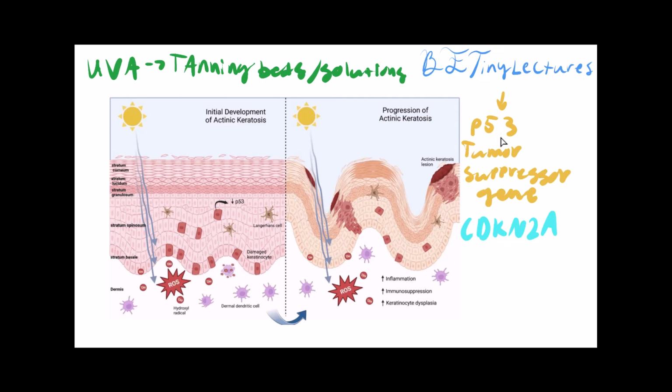So p53 and CDKN2A, those are tumor suppressor genes, and they should be in your mind when you're thinking about skin cancer or just cancer in general. So these guys are always going to be tested on exams.